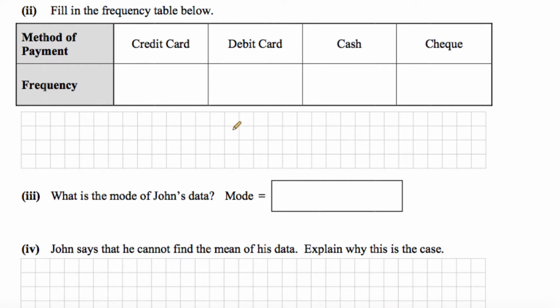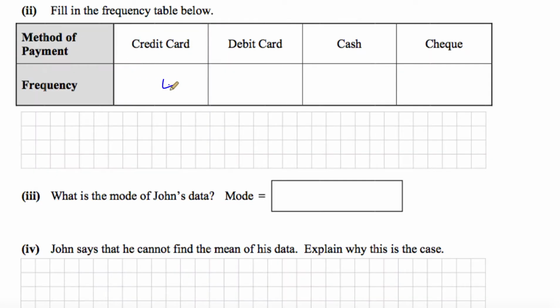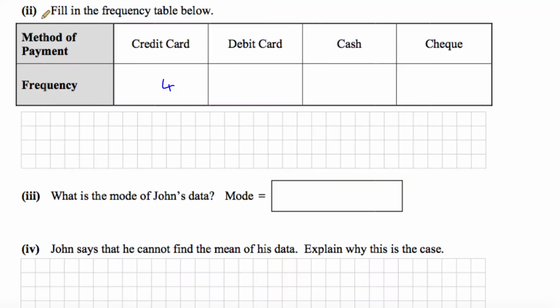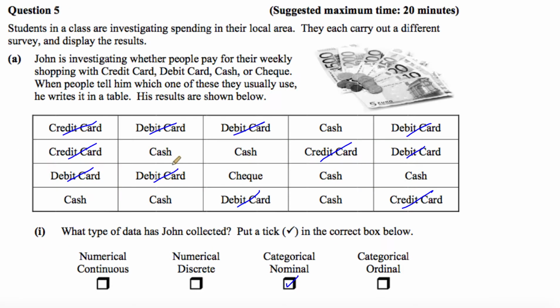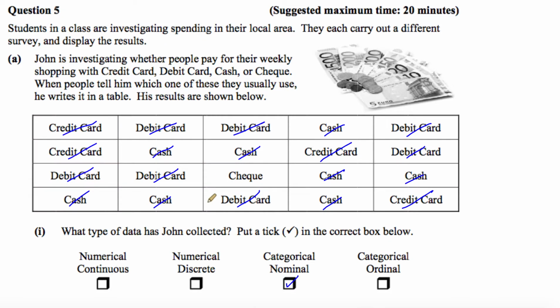Part 2 says fill in the frequency table below. Okay, so for the different methods of payment, so credit cards, we're going to count this from the table. So credit cards, we've got 1, 2, 3, 4 for credit card. The frequency, you just put in the total. Debit card next, so 1, 2, 3, 4, 5, 6, 7 for debit card. Cash, 1, 2, 3, 4, 5, 6, 7, 8 for cash. And cheque, as you might expect in these times, there's only one cheque.